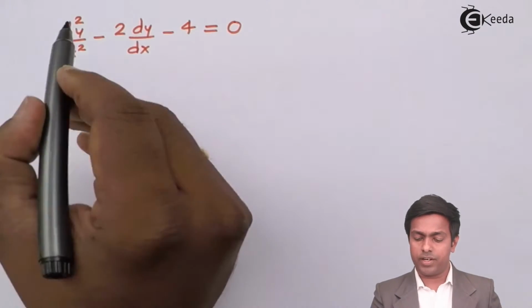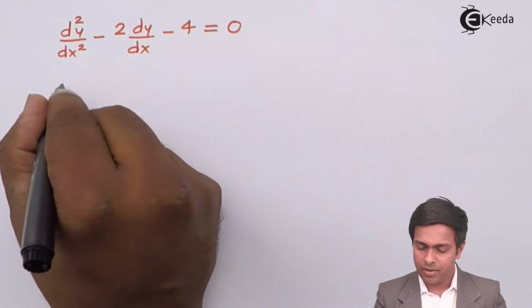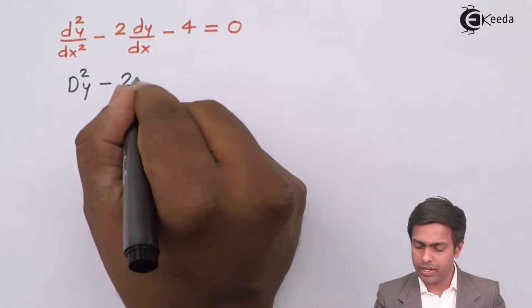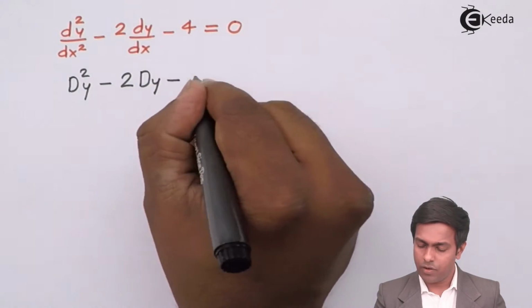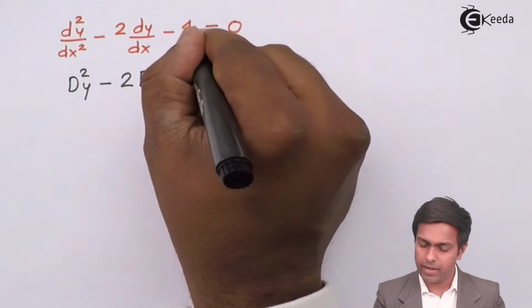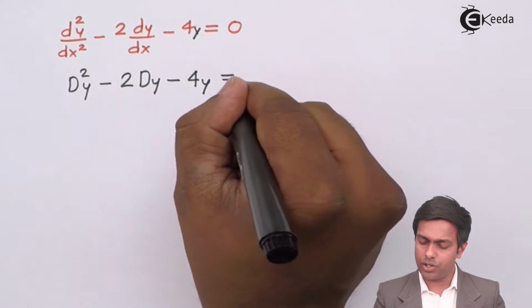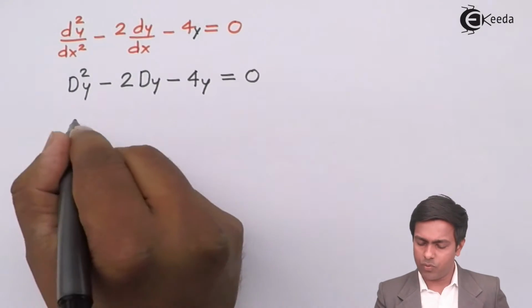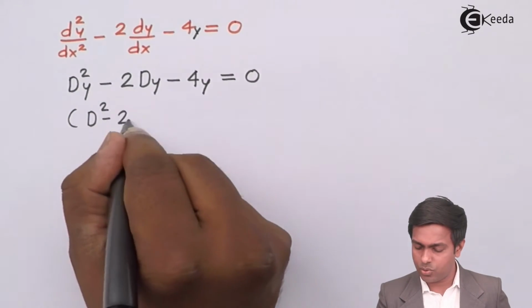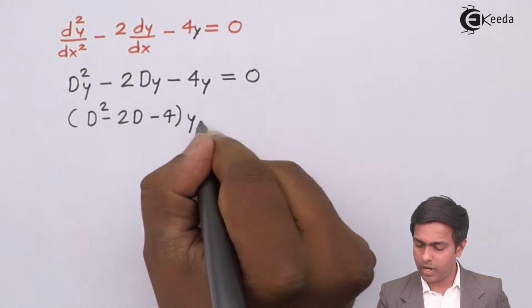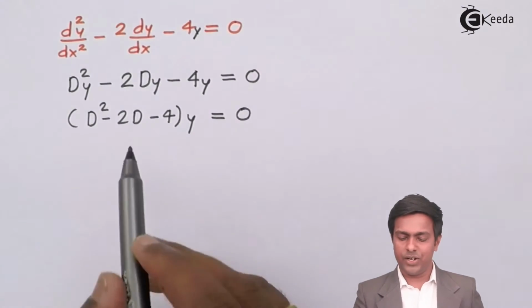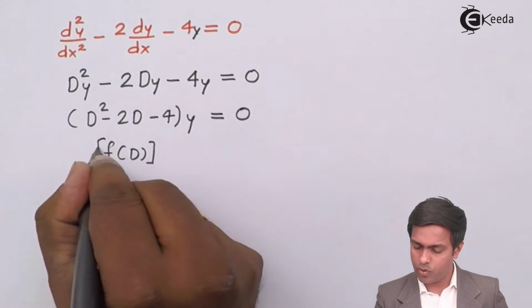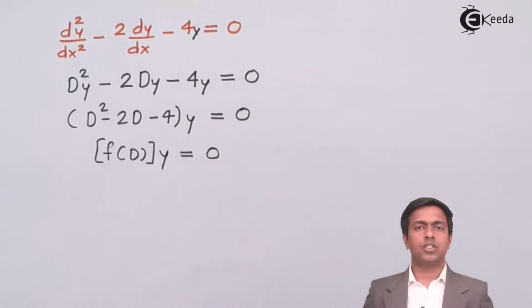For that we will replace the term d square y by dx square by d square y, minus 2 dy by dx by dy, and minus 4y. So here we have y equal to 0. Now guys, from this equation I can take y common, so we get d square minus 2d minus 4, into y equal to 0, and here we get the f of d. So this is of the form f of d into y equal to 0. So this is my f of d.